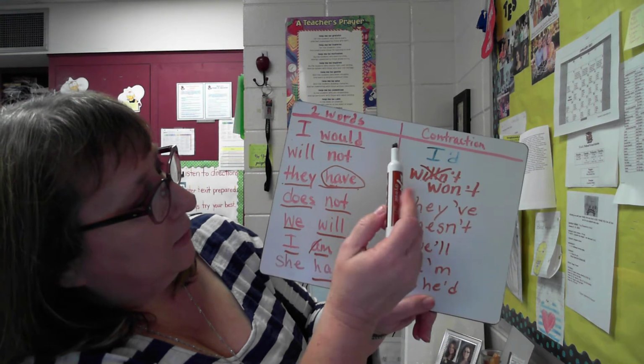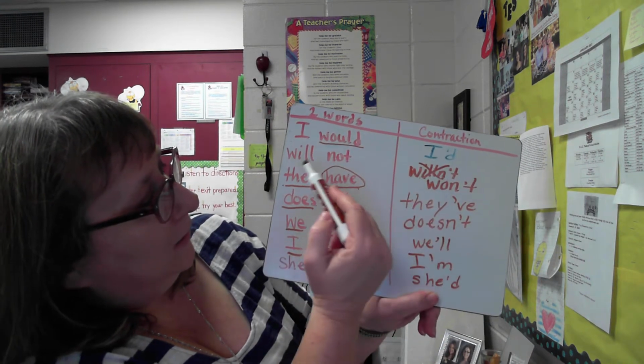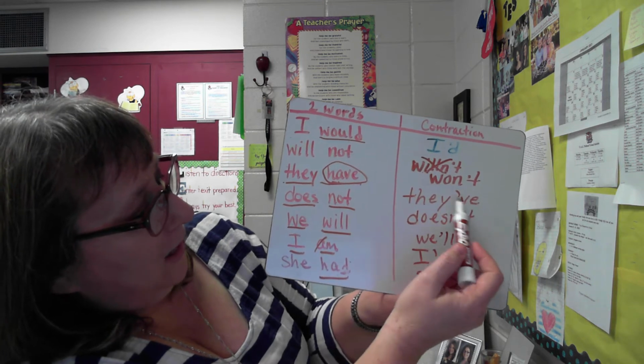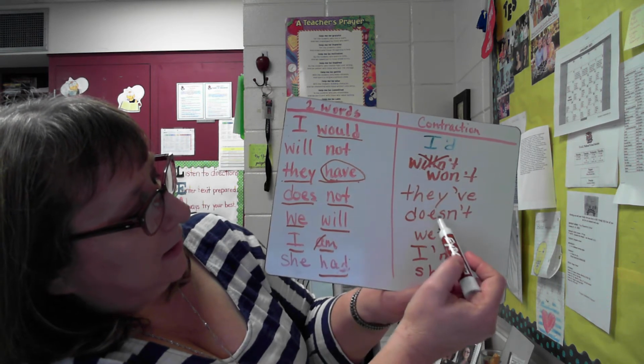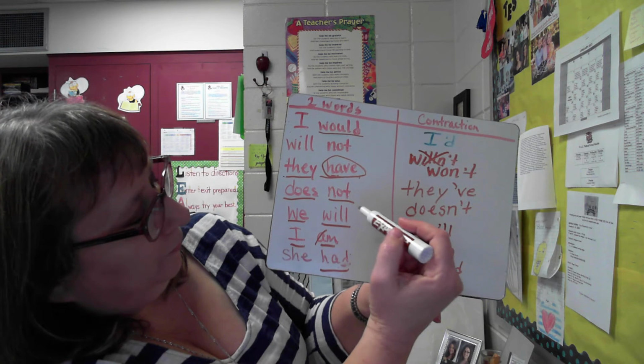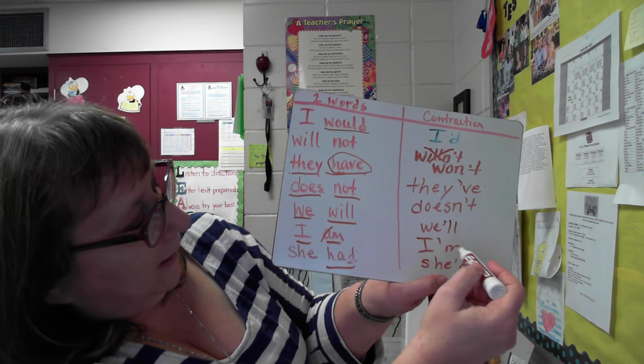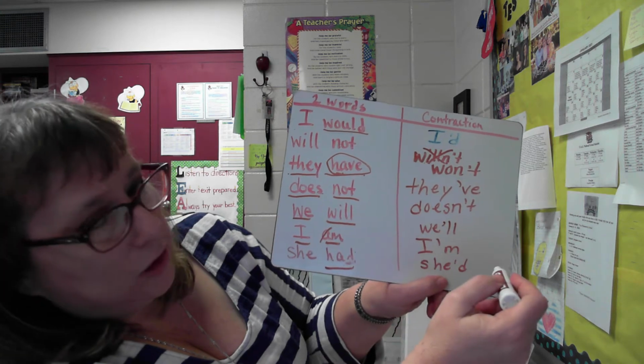Let's say them again. I would, I'd, will not, won't. They have, they've, does not, doesn't, we will, we'll, I am, I'm, she had, she'd.